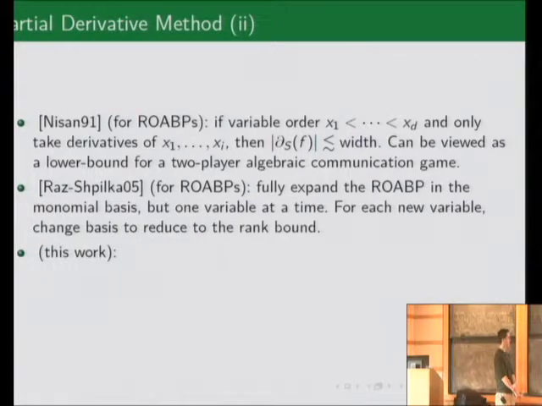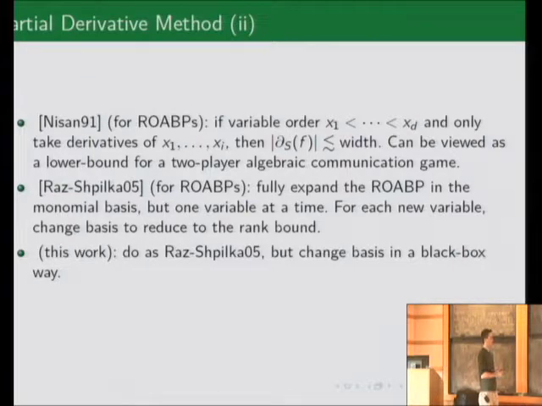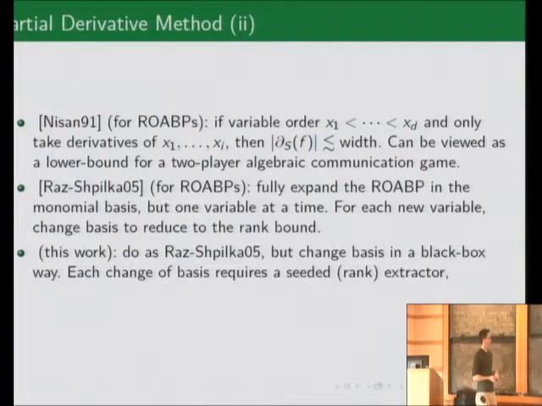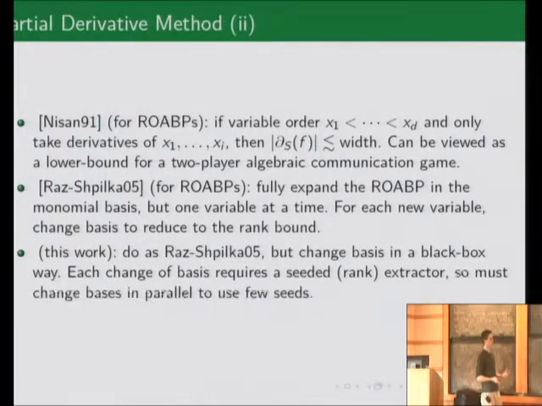And so what this work is doing is taking what Ron and Amir did and moving it to the black box. It's kind of hard to explain at this point. We're going to do a change of basis in a black box way. To do a change of basis with explicit polynomials, you would use Gaussian elimination. But obviously, you can't do Gaussian elimination on a matrix you don't know. So we need to do that in a black box way, and we're going to do that by using a seeded rank extractor. Each time we do this change of basis, we need a new seed. And to actually get a good result, we need to do this in parallel. And that's the proof in 2 lines.